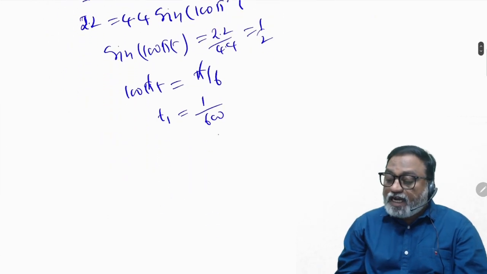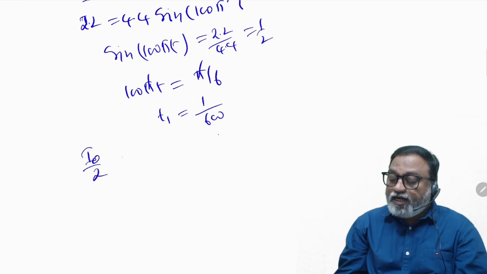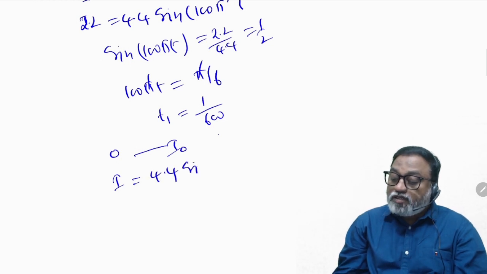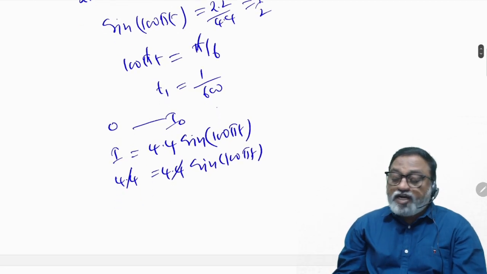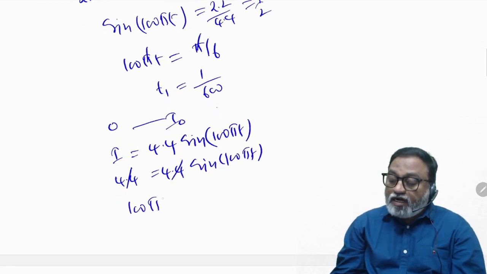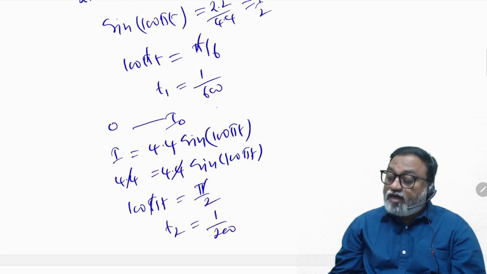Like that, the time taken from 0 to I naught. I is equal to 4.4 sin 100 pi t, but here I is equal to I naught, that means 4.4. The 4.4 gets cancelled. This is sin theta is equal to 1. Therefore, 100 pi t is equal to 90 degrees, that is pi by 2. Pi cancels. This is T2 is equal to 1 by 200.